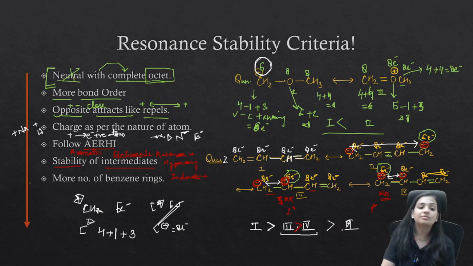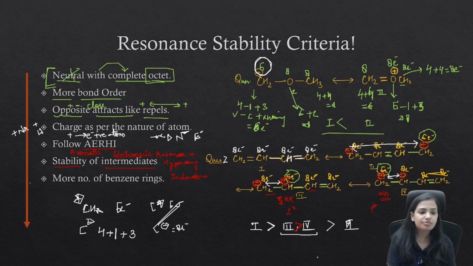So this is going to be our order. And then the last point says that more number of benzene rings. Basically this is Fries rule. Fries rule says that as and when the number of benzene rings increases in the case of the benzenoid system, like anthracene, phenanthrene, where we have more than one benzene ring, whenever we have more number of benzene rings, that will lead to more stability.